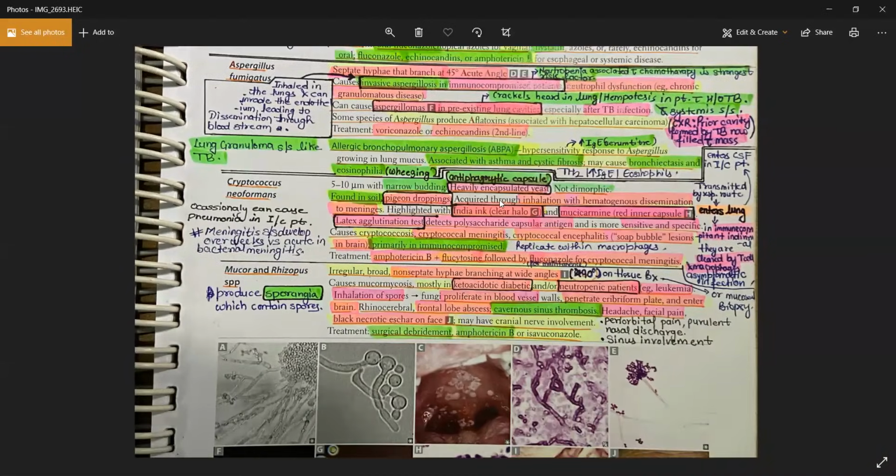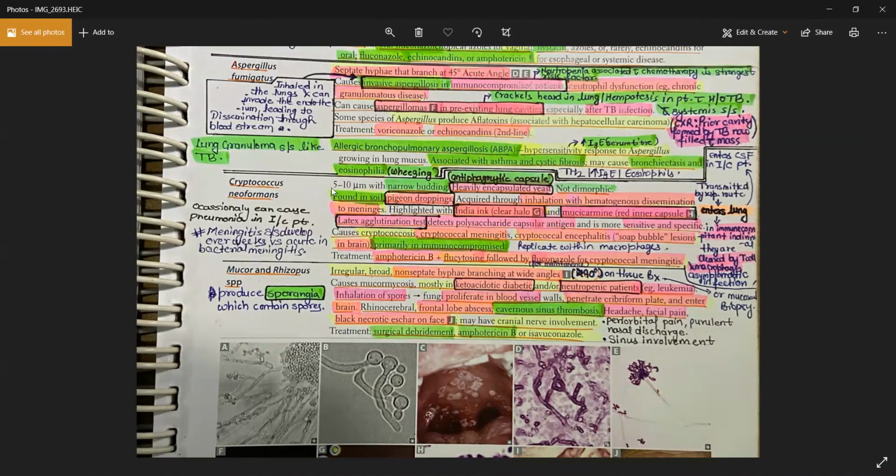Very important. Okay, it is not dimorphic. It is found in the soil, and soils which are contaminated by the pigeon dropping. So the patient is most likely to have a history of pigeon contact or bird contact. Okay, just like histoplasmosis, you will also have a history of bird contact in case of Cryptococcus neoformans. Okay, and generally you acquire the infection through inhalation, and in case of immunocompromised status, what you will get is a hematogenous dissemination.